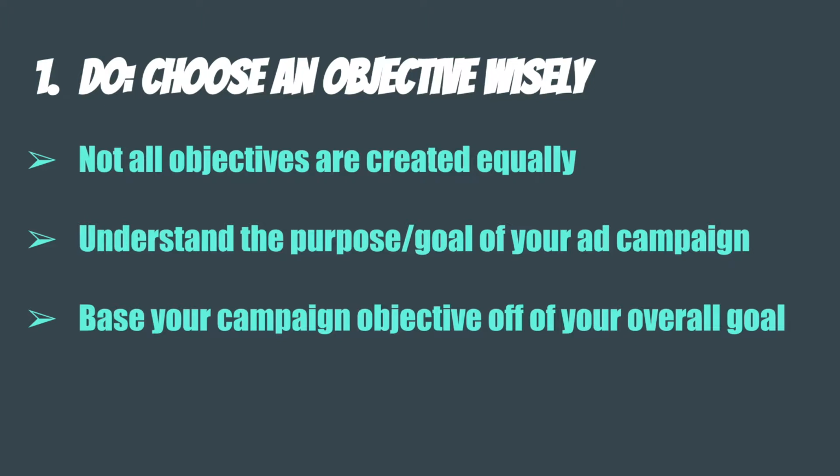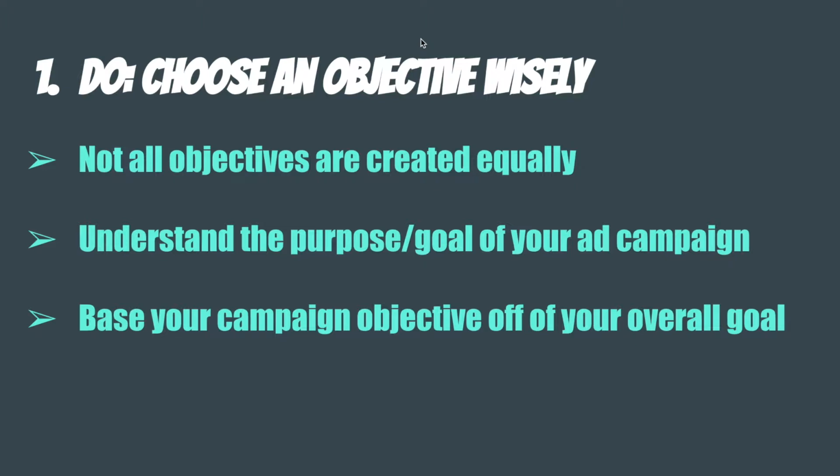So the first do is you have to choose an objective wisely. It's a common mistake that I see a lot of people make. They choose an objective for their ad campaigns that isn't exactly lined up with their overall goals. So not all campaign objectives are created equally, meaning you can create a campaign that's tailored towards traffic, getting a large amount of people to a particular page. You can have a lead generation campaign that's focused solely on generating leads. You can have a campaign for brand awareness. So all these different objectives are obviously all different.